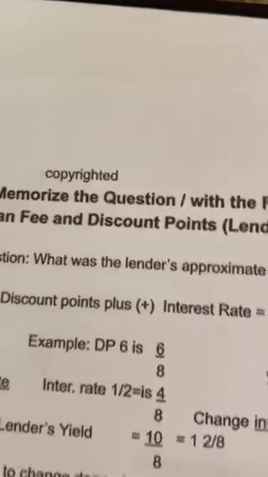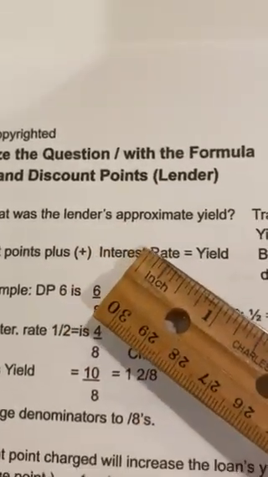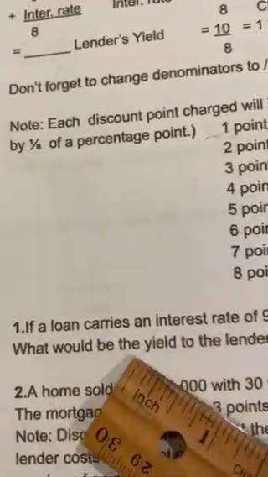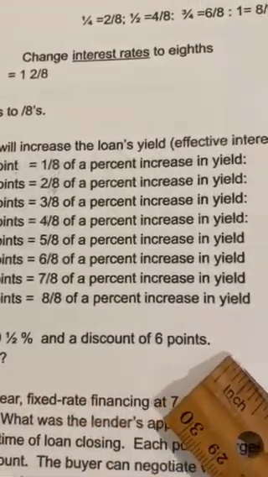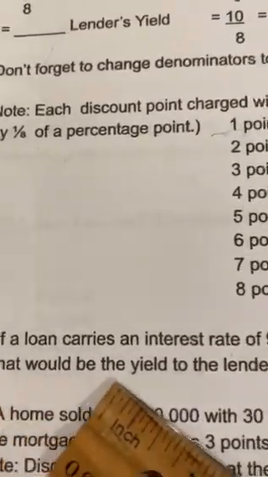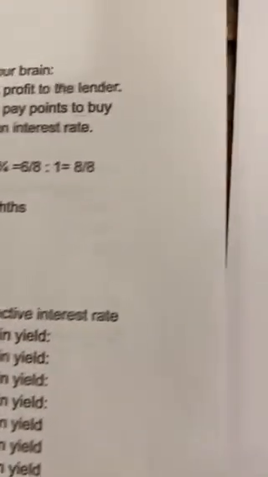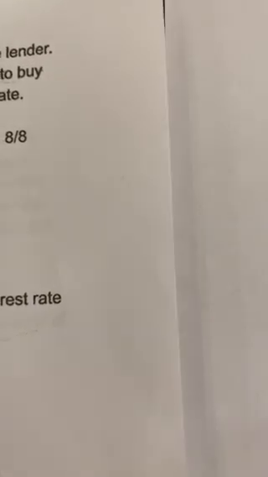The first problem that we're going to do is the question, what was the lender's approximate yield? Our problem today: if a loan carries an interest rate of 9.5% and a discount of 6 points, what would be the yield to the lender? Now, let's show on our sheet how we do this problem.